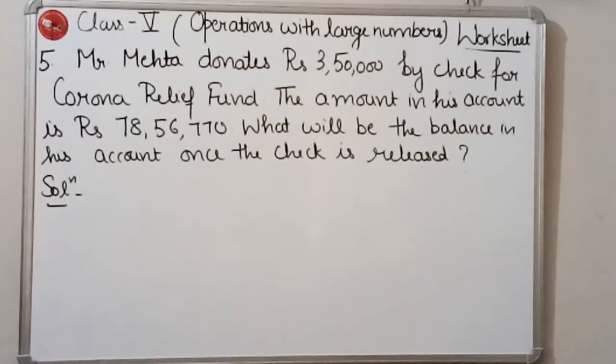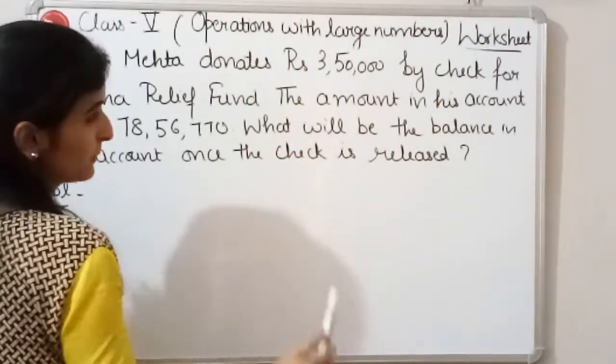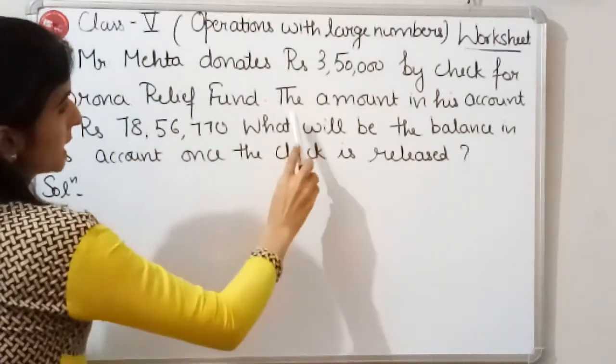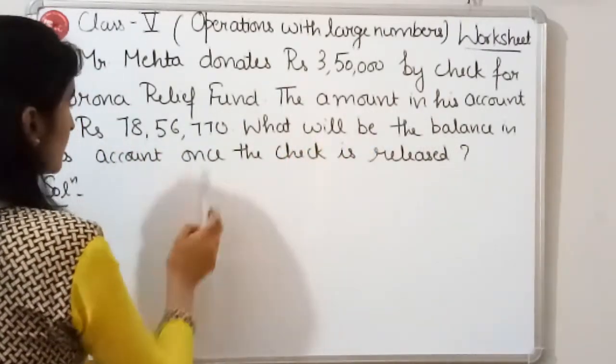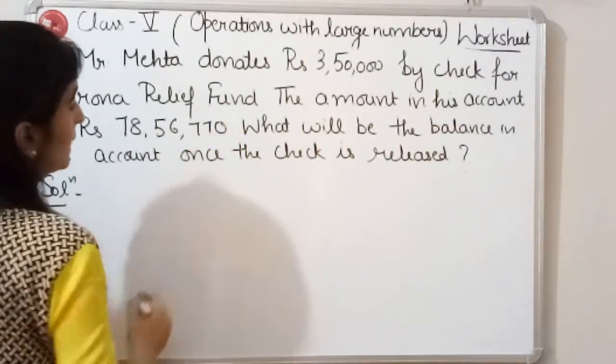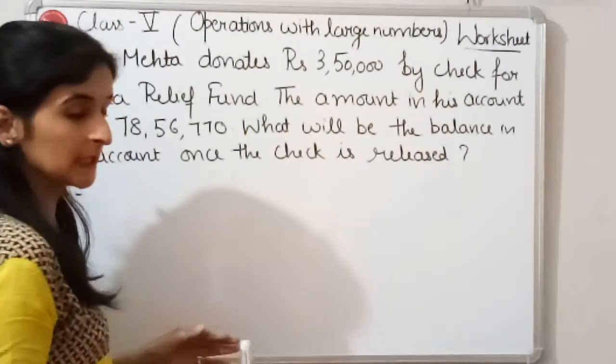Now the next and the last question was Mr. Mehta donates rupees 3,50,000 by check for Corona Relief Fund. The amount in his account is rupees 78,56,770. So what will be the balance in his account once the check is released?